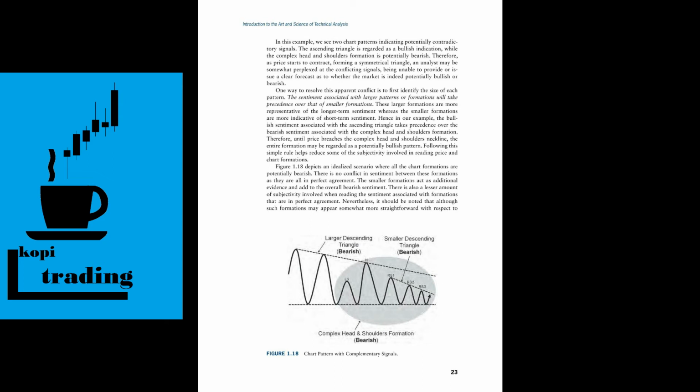One way to resolve this apparent conflict is to first identify the size of each pattern. The sentiment associated with larger patterns or formations will take precedence over that of smaller formations. These larger formations are more representative of the longer-term sentiment, whereas the smaller formations are more indicative of short-term sentiment. Hence, in our example, the bullish sentiment associated with the ascending triangle takes precedence over the bearish sentiment associated with the complex head and shoulders formation.